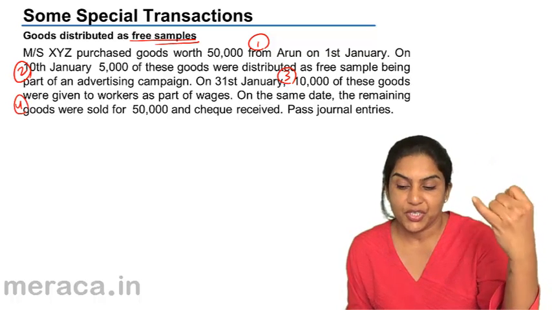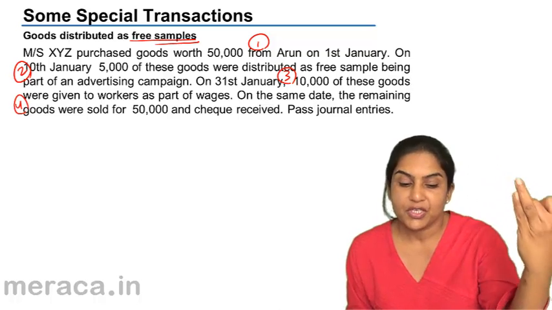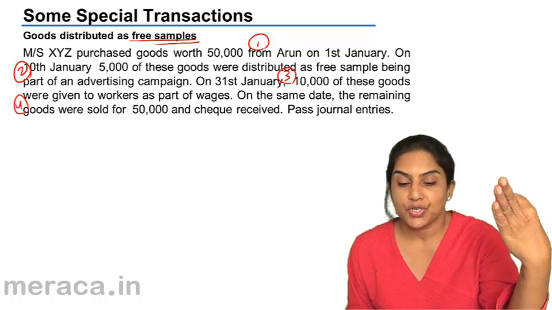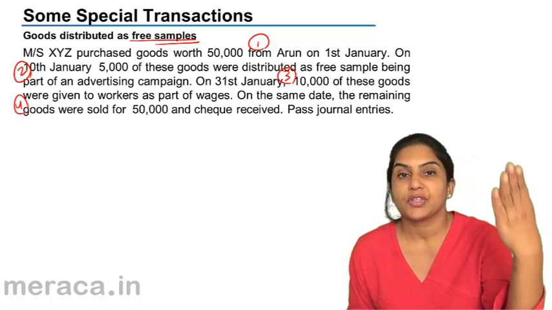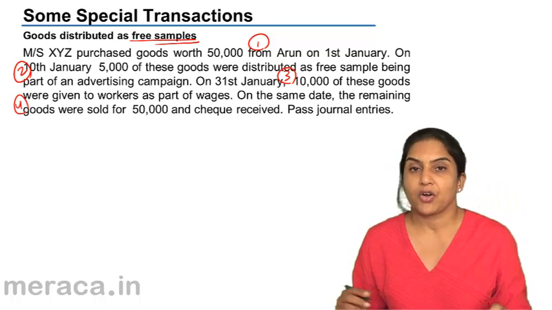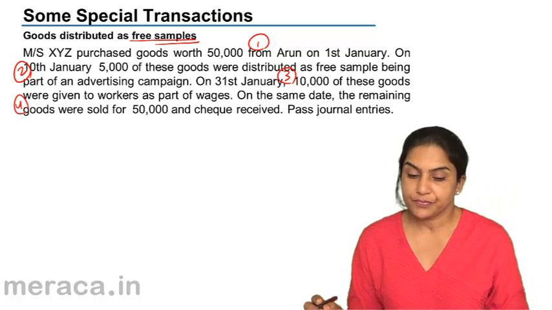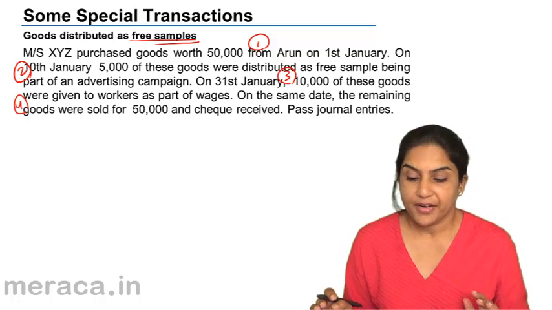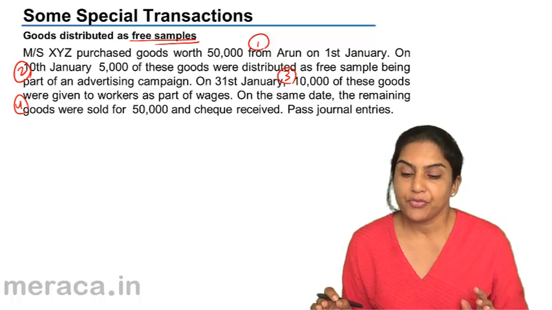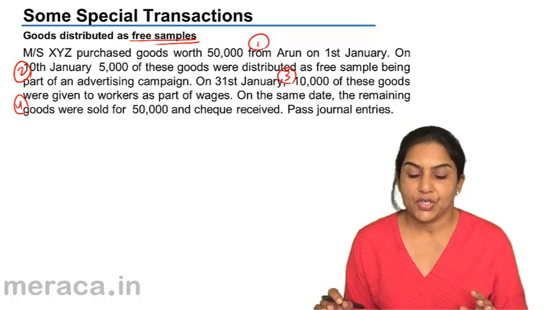First, goods are purchased. Some of it is used as free sample. Some of it is given to workers as wages. And fourth, they are sold. How would we record all these four transactions? First, goods are purchased. What is the entry from Arun? We'll assume they are credit purchases. So what is the entry?